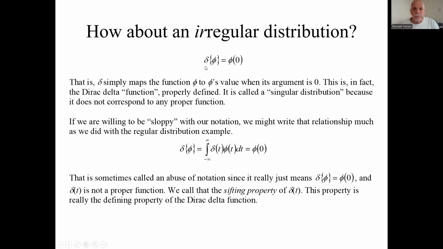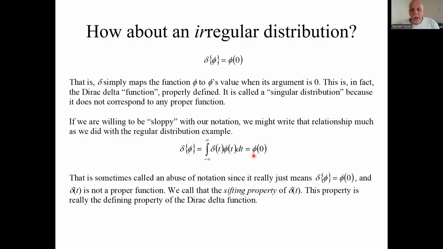Like this guy, the delta distribution. What it does is, well, the rule is the number it maps to is the test function evaluated at an argument of 0. That's the rule. If you think about it, that is the sifting property right there. So this guy actually is like the Dirac Delta function, but it's a legitimate distribution in this case.